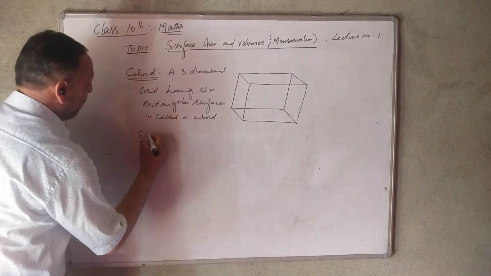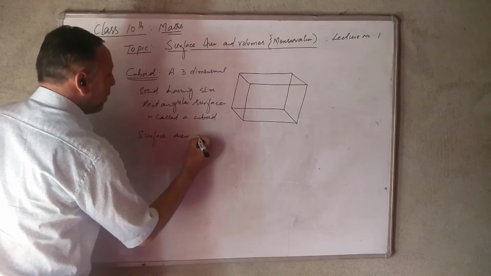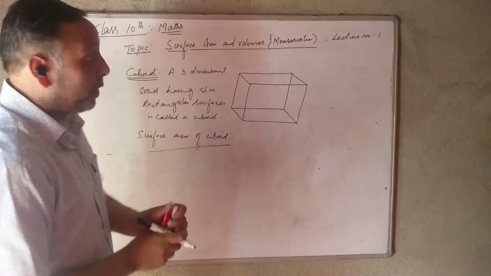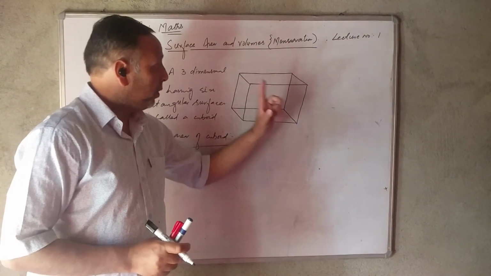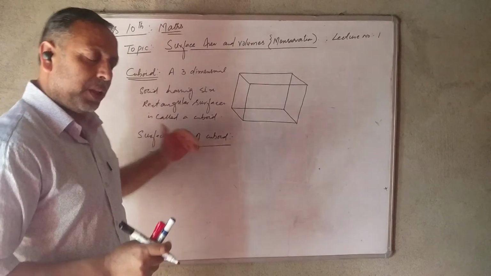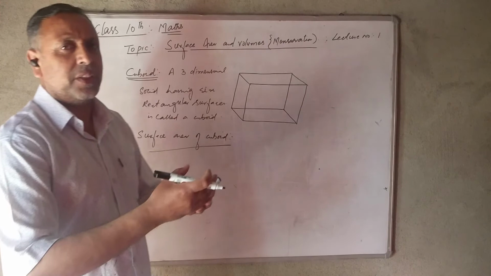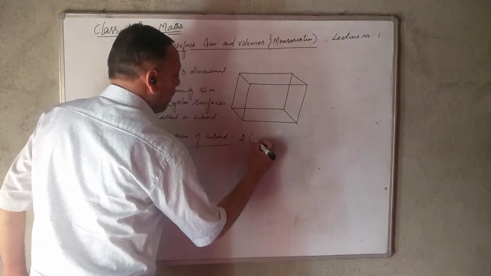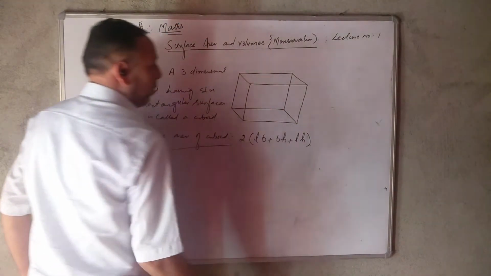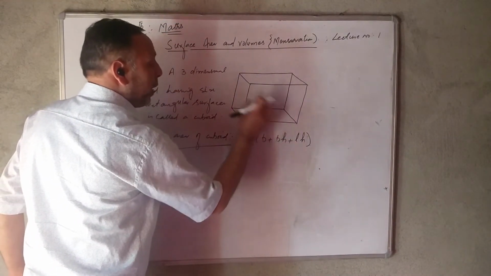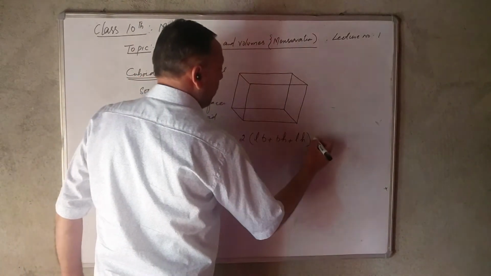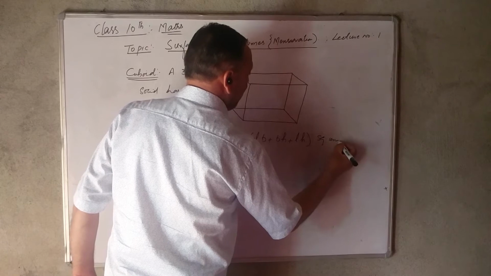Now, surface area of cuboid. When we take surface area of cuboid, it means the total surface area of cuboid. That means the surface area of four walls and the base and the top surfaces, that is, the surface area of all the six surfaces. So surface area of cuboid is 2 times length into breadth plus breadth into height plus length into height, where L is the length, B is the breadth and H is the height of the cuboid. Square units.